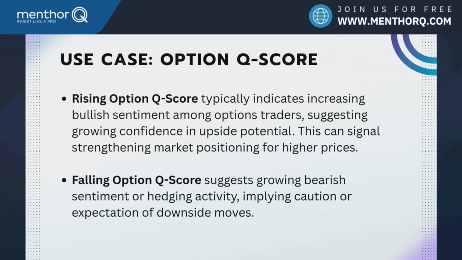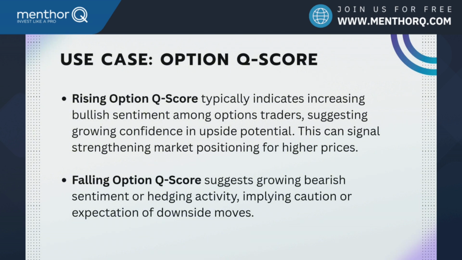When we see a falling option score, this suggests the growth of bearish sentiment, or maybe an increase in hedging activity in the asset. That means that the market is expecting potential downside moves. So they are either positioning for a downside, or they are hedging themselves from a potential downside move.